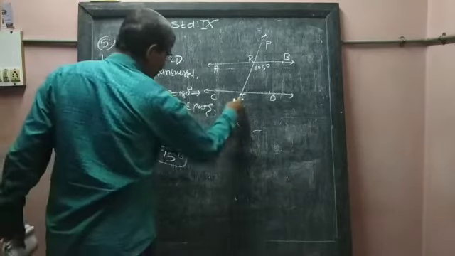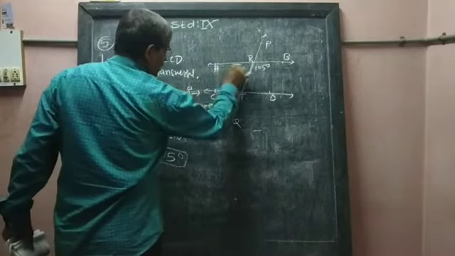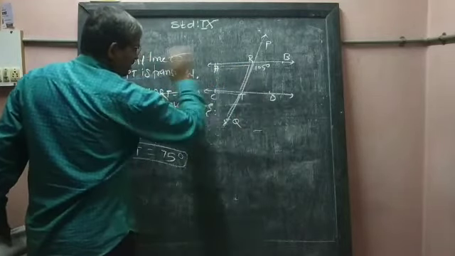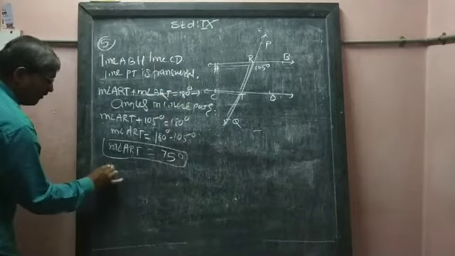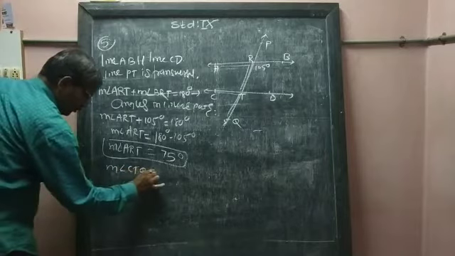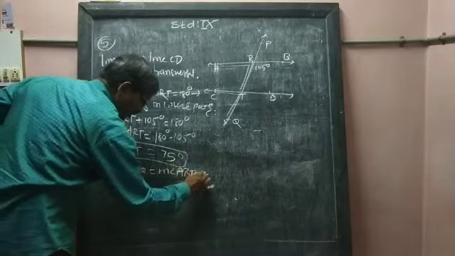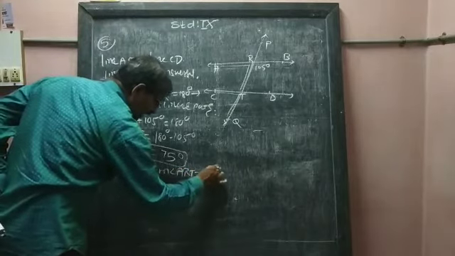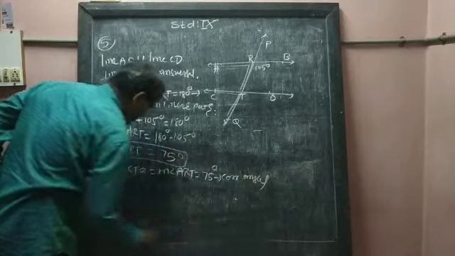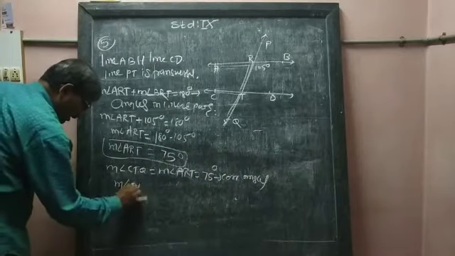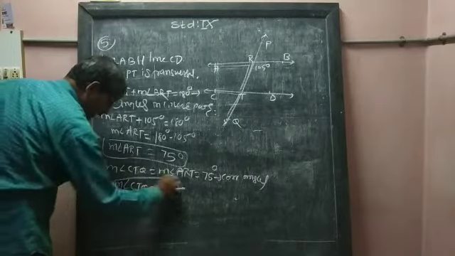Where is CTQ? Angle ART and angle CTQ. These are the angles on the same side of the transversal and below the parallel lines. So, measure of angle CTQ is equal to measure of angle ART is equal to 75 degree. The reason is corresponding angles. Yes. Therefore, measure of angle CTQ is equal to 75 degree.